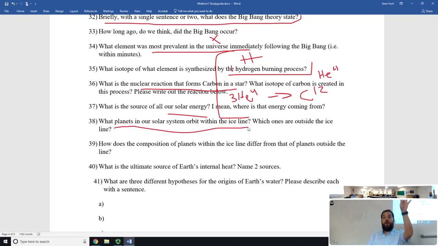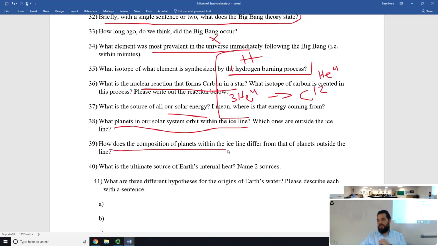All right, what planets in our solar system orbit within the ice line? That's the first 4 planets, the terrestrial planets, the rocky planets. So those are Mercury, Venus, Earth, and Mars. Those are within the ice line. Outside of the ice line, it gets too cold to maintain gaseous or liquid states. So everything is solid out there. So beyond the ice line, you have only solids. That's Jupiter, Saturn, Uranus, Neptune.